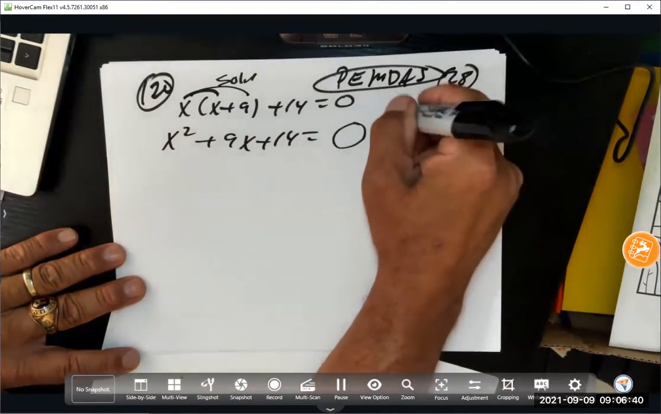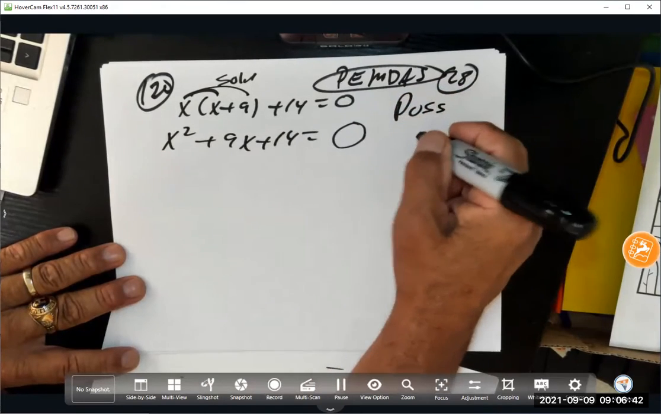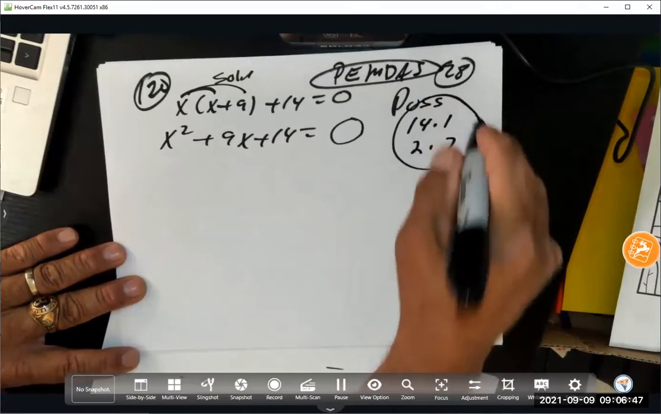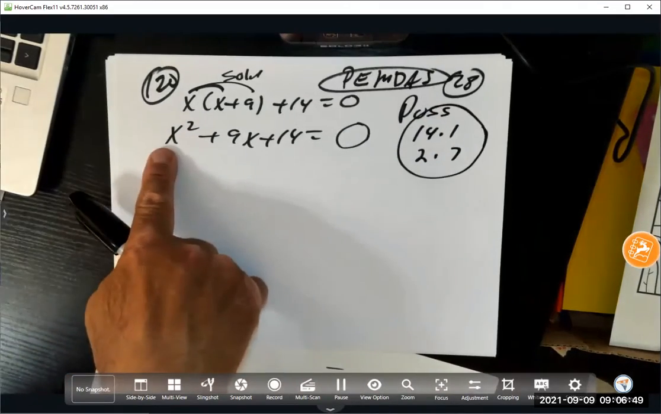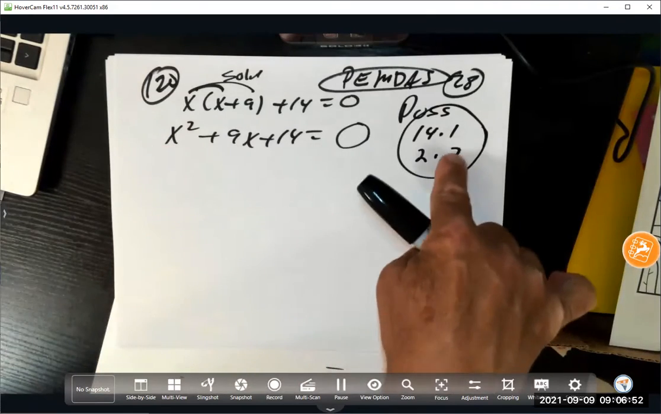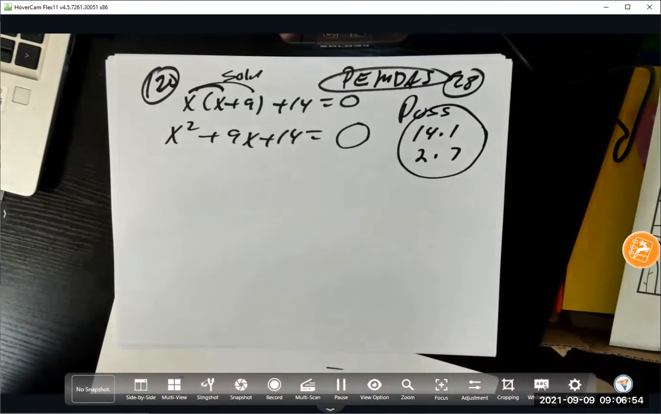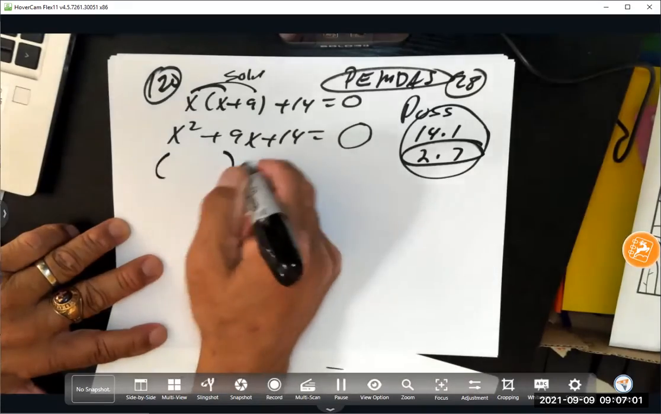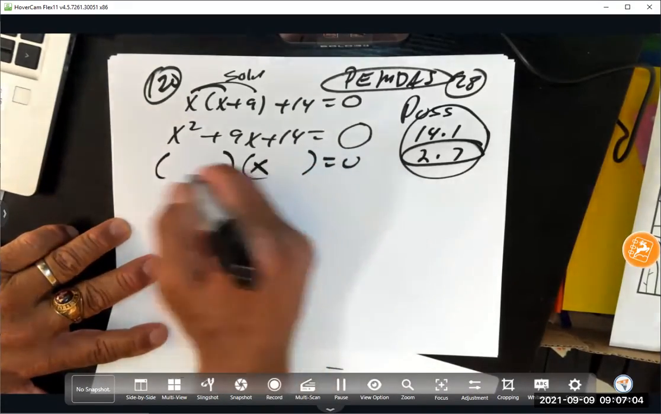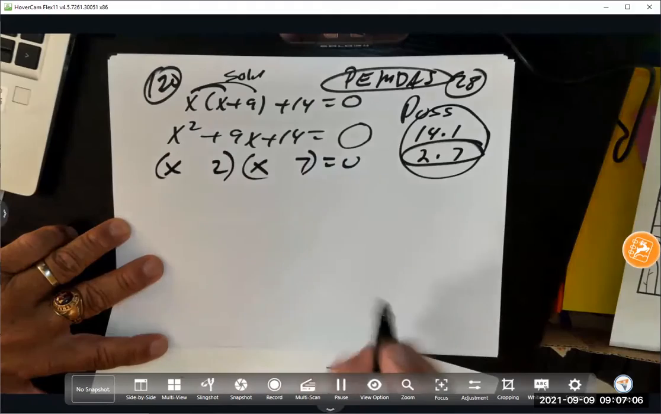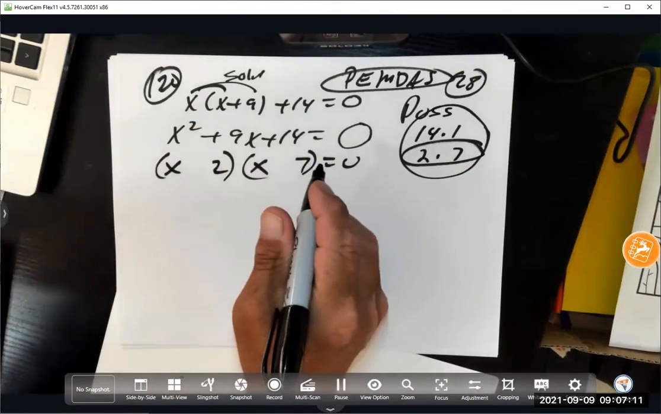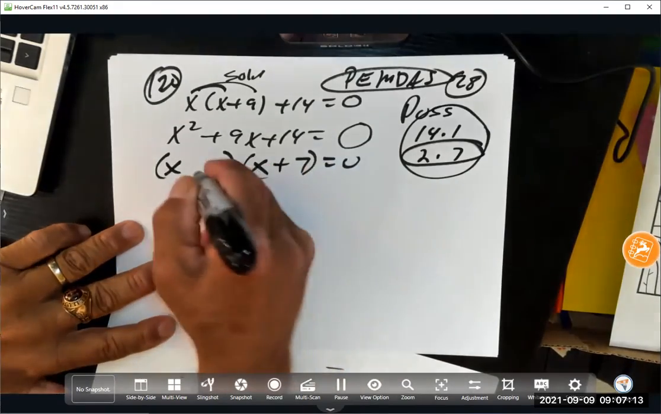So now possible numbers are 14 times 1 and 2 times 7. These are all the numbers that you could get for 14, right? It's only x and x. Don't worry about this part. Now pick the number. Which one has to be the middle? 7 and 2. Yeah, I'm thinking 7 and 2. So let's set it up. So 2, 7 right there. So now what are the signs? They're both positive. Okay, let's check before we mess with it.